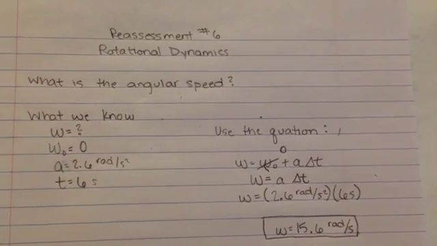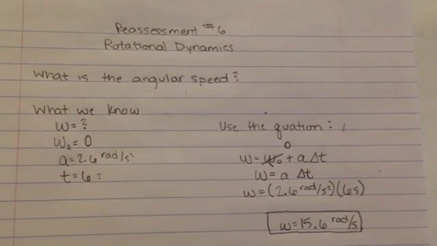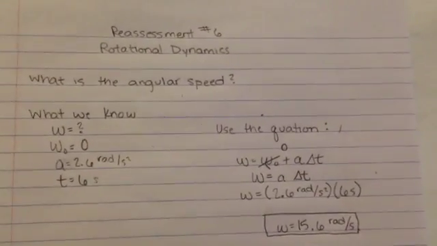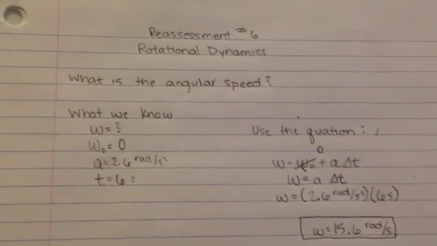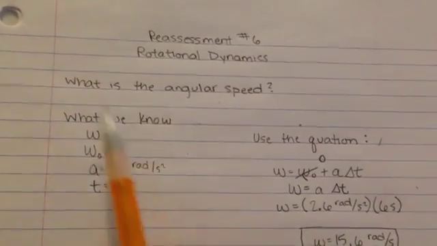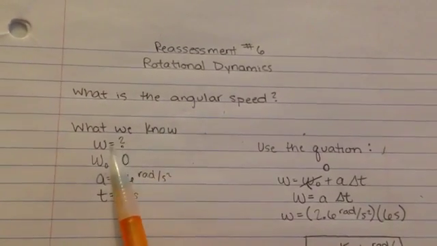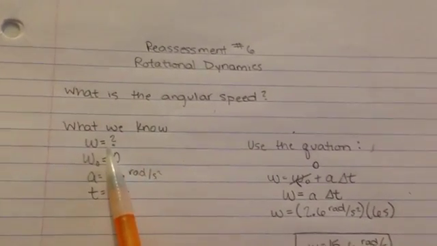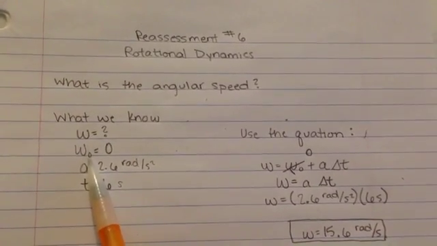...that is at rest, and it's being released, and it has a constant acceleration of 2.6 radians per second squared, and we're looking at it over a time period of 6 seconds. So the first thing that we're trying to find is the angular speed. We don't know the angular speed. We do know that the angular velocity at rest is 0.